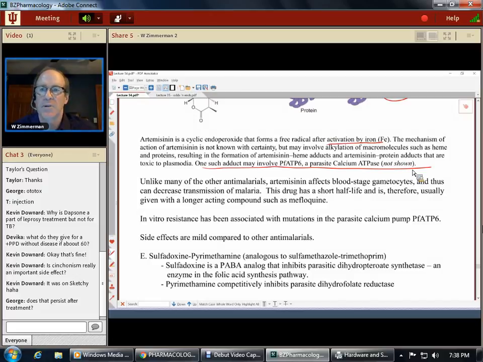But this is the drug that affects the gametocytes, and therefore can decrease transmission of the malaria. Short half-life leads to difficult dosing, so sometimes it's given with mefloquine, which is a longer half-life. So the resistance we've seen with it involved mutations in that calcium pump. Side effects are pretty mild compared to everything else we've looked at.